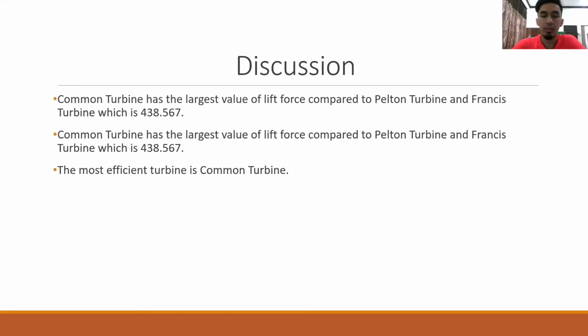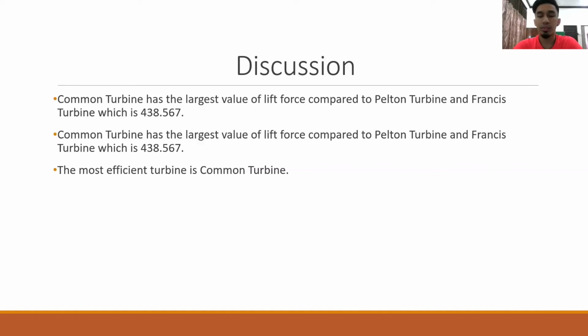So for our discussion, we need to analyze our data. Based on the CFD analysis that we obtained from SolidWorks software, the common turbine has the largest value of lift force compared to the Pelton turbine and Francis turbine, which is 438.57. This is because the common turbine has the largest contact flat area compared to the other turbines, and also the common turbine has a wider flat area. It allows the water to push the turbine better than the other turbines, and water can flow smoothly through the turbine.